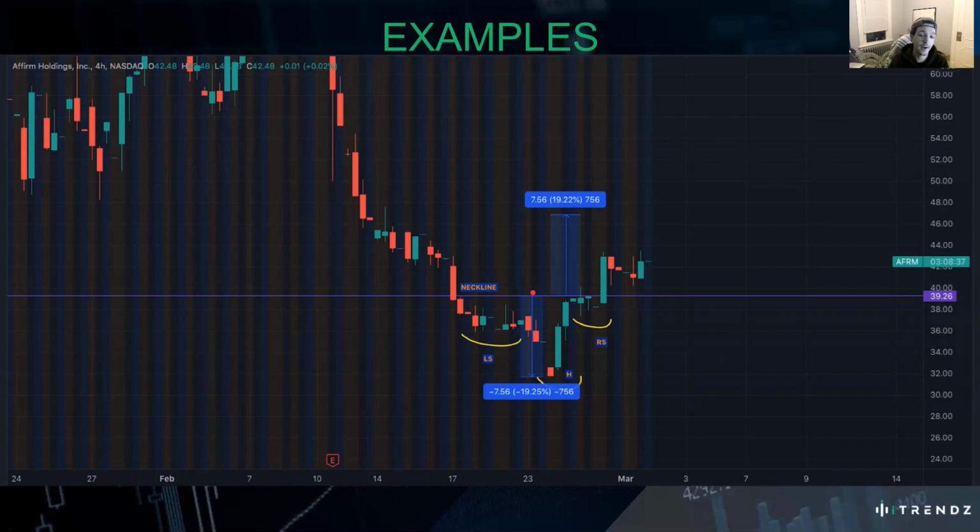Because I accurately identified, okay, this is an inverse head and shoulders. Here's my neckline. Here's my resistance. I'm going to trade up to here, and I executed pretty nicely. So anyway, if we take our measurement down from the neckline, we'll get 19.25%.